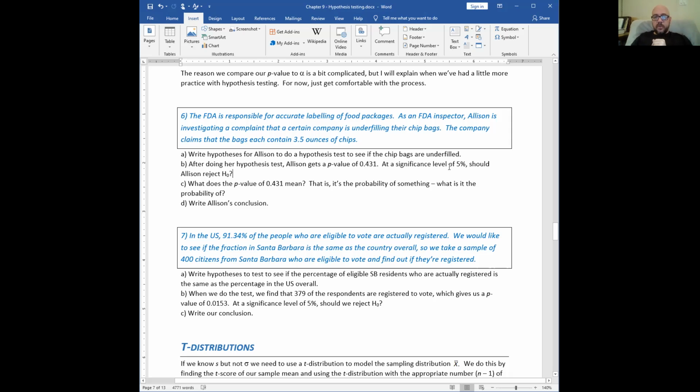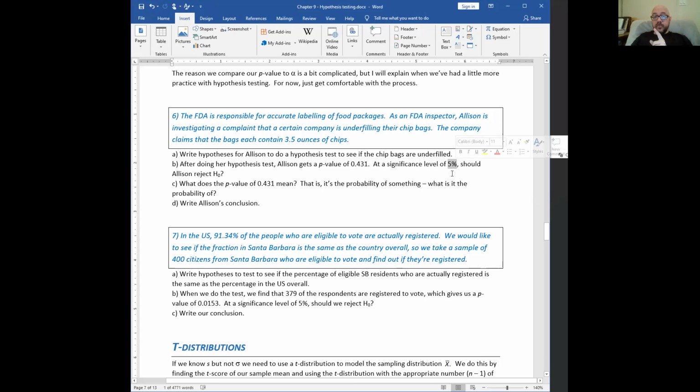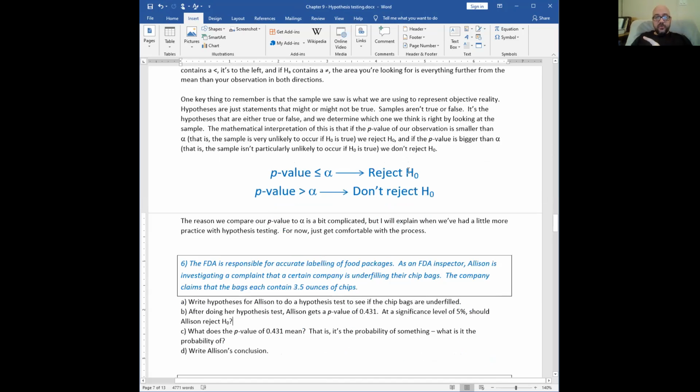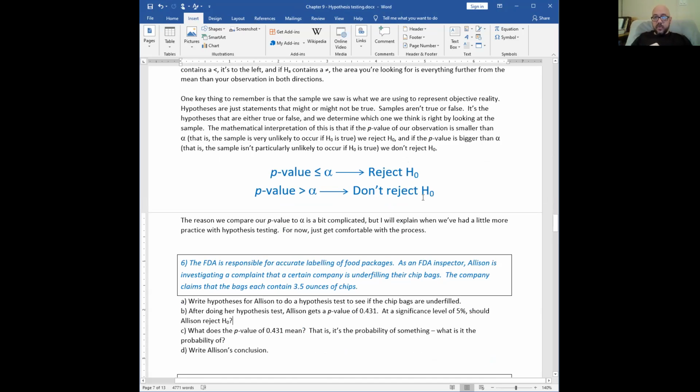And we want to know at a significance level, which is alpha, should she reject the null hypothesis or not? Well, the p-value here is greater than the significance level. And so that means that no, we should not reject the null hypothesis. P-value is greater than alpha. Don't reject the null hypothesis.